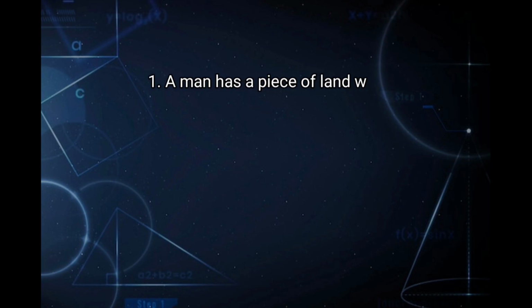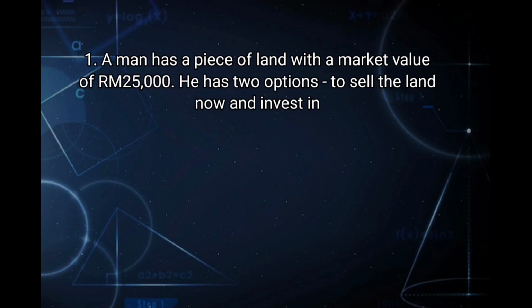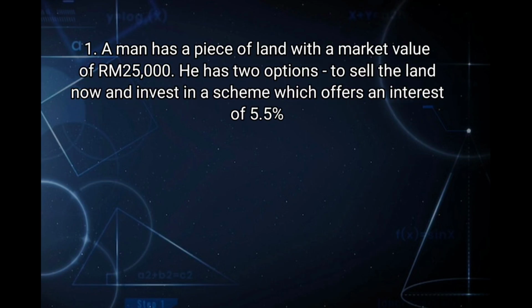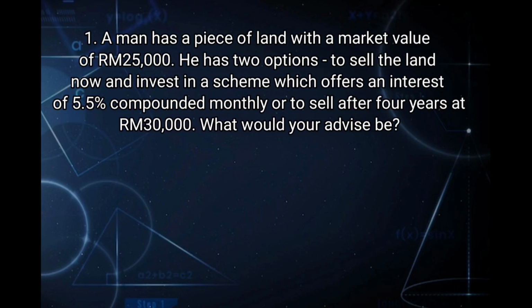Question 1. A man has a piece of land with a market value of 25,000 ringgit. He has two options, either to sell the land now and invest in a scheme which offers an interest of 5.5% compounded monthly, or to sell after 4 years at 30,000 ringgit. What will your advice be?